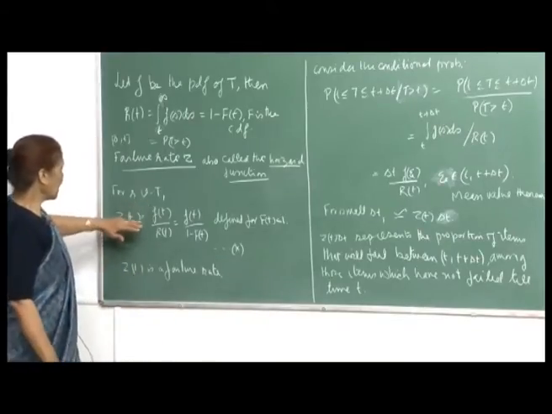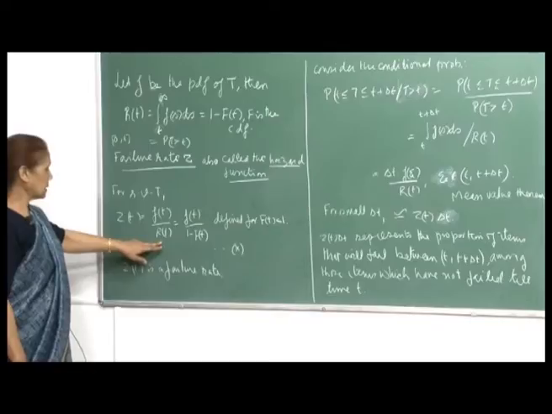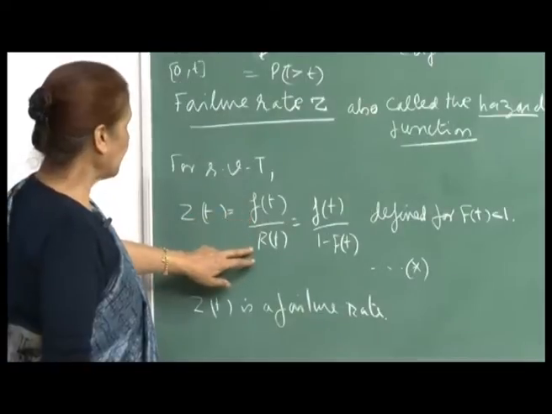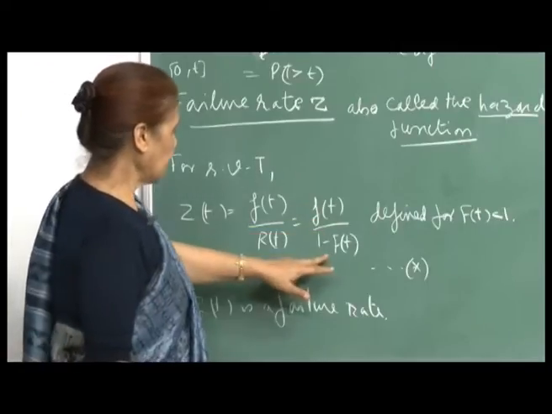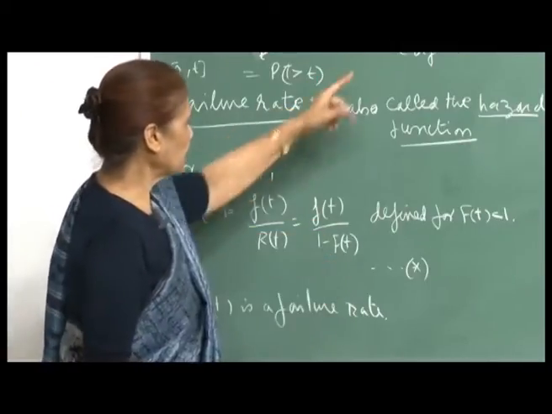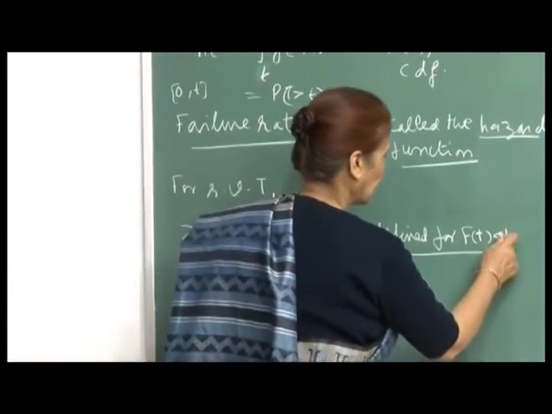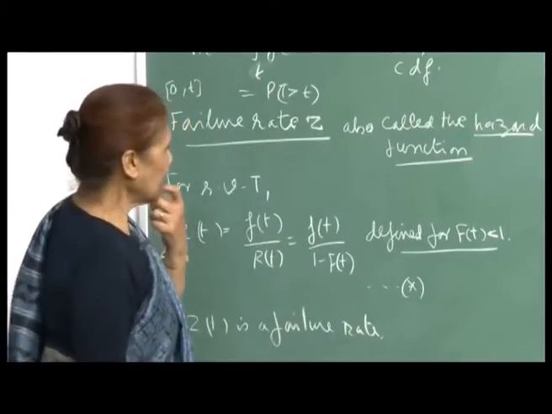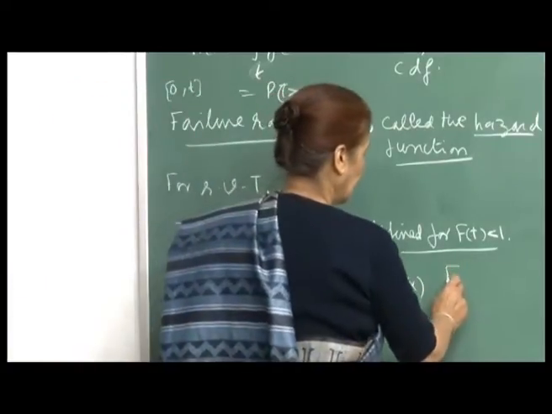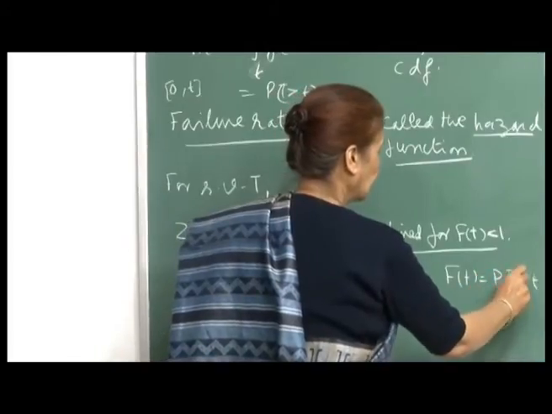Okay. So, now failure rate we are defining as Z(t) = f(t)/R(t). So, the PDF divided by the reliability function, which you can write as f(t)/(1 - F(t)). Of course, this is defined for F(t) less than 1, because remember F(t) is the probability that T is less than or equal to t.